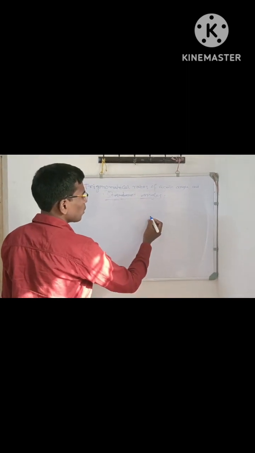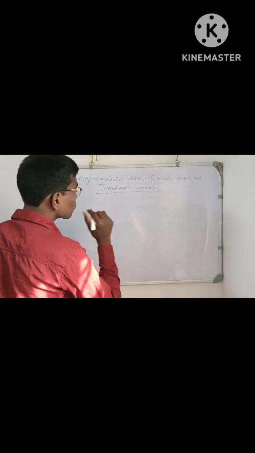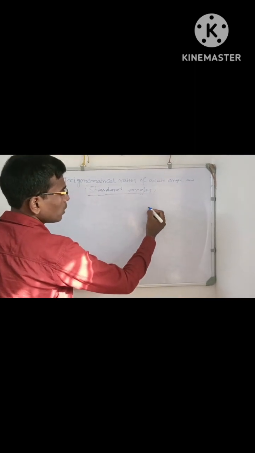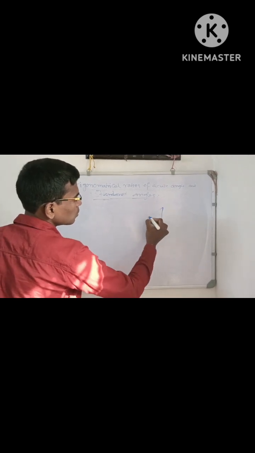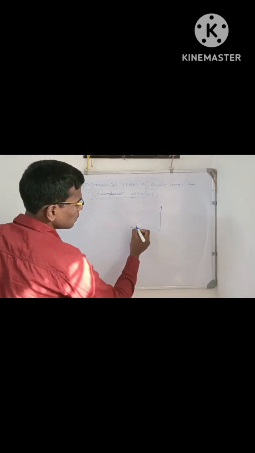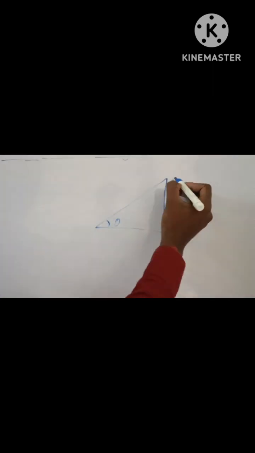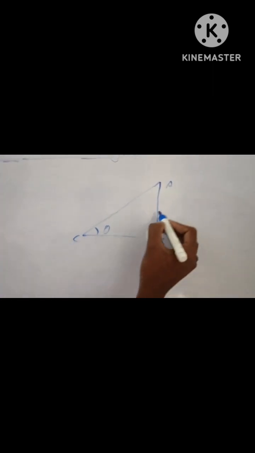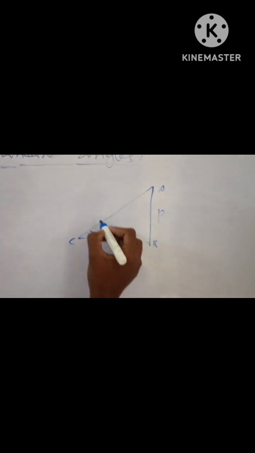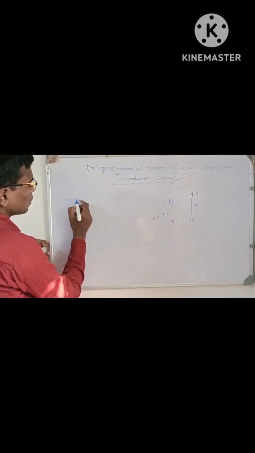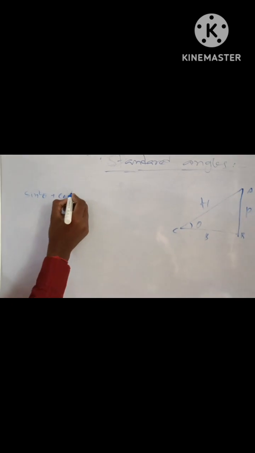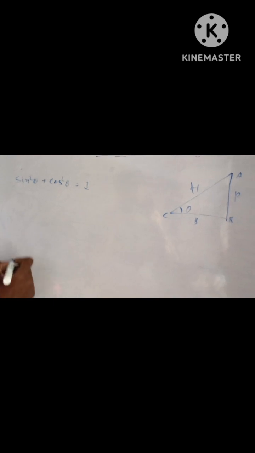Now some important results which are to be remembered. Suppose this is a right angle triangle ABC. This is the perpendicular, this is the base, this is the hypotenuse. Now we prove this important result: sin square theta plus cos square theta equals 1. How can it be proved?